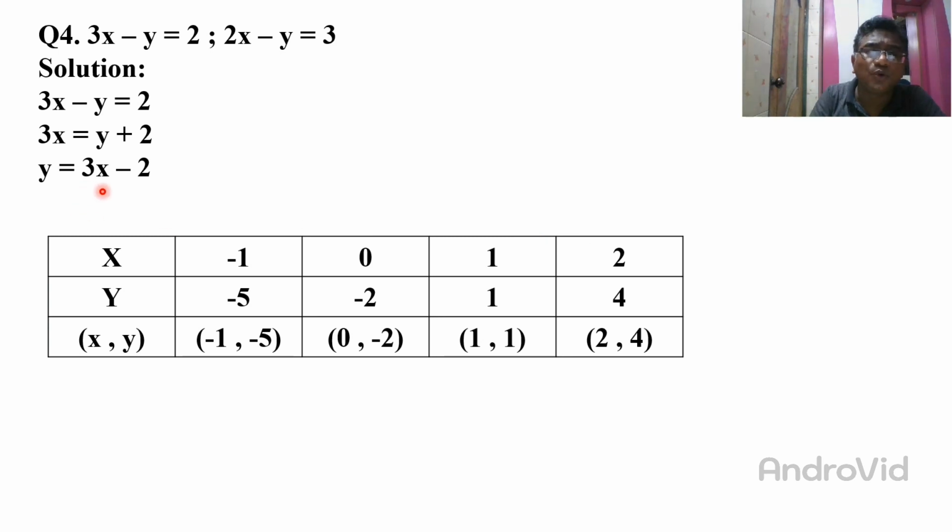So in this value I have taken 2. So put here x value 2. 3 2s are 6. 6 minus 2, what remains? 4. So y value is 4.